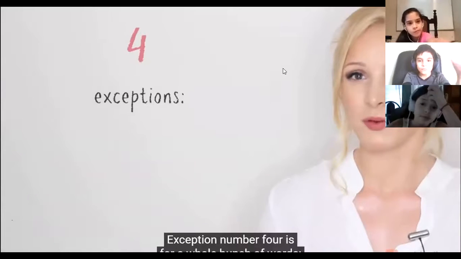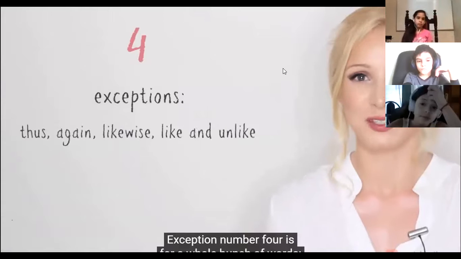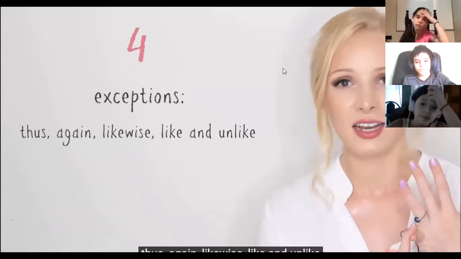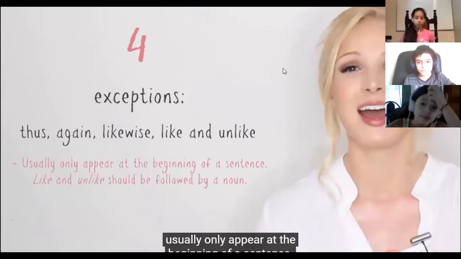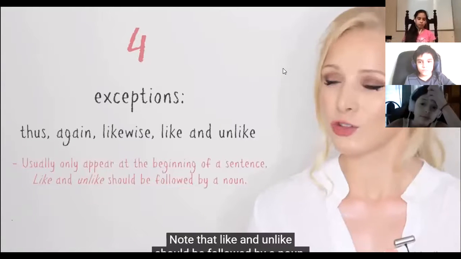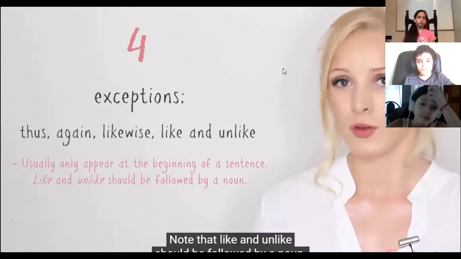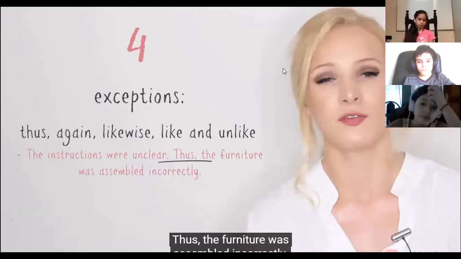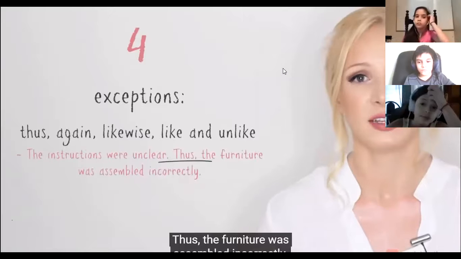Exception number 4 is for a whole bunch of words. Thus, again, likewise, like, and unlike usually only appear at the beginning of a sentence. Note that like and unlike should be followed by a noun. For example, the instructions were unclear. Thus, the furniture was assembled incorrectly.